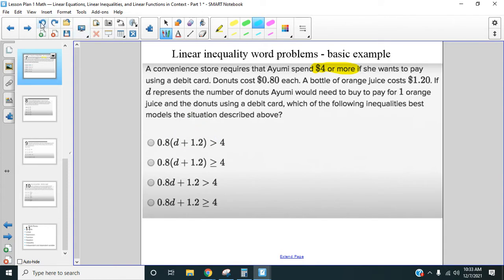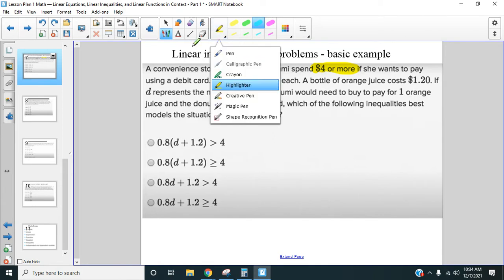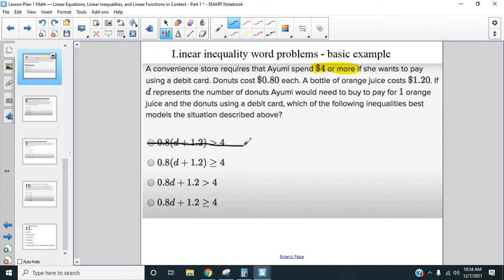Now, could it be equal to 4 also? Because it says $4 or more, it gives you the option. So that means these are immediately ruled out. There's no "or equal to" underneath here, and that's what should be there. All right, secondly, let's keep going.